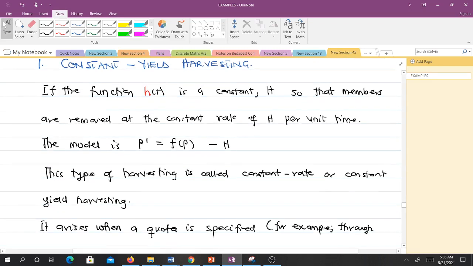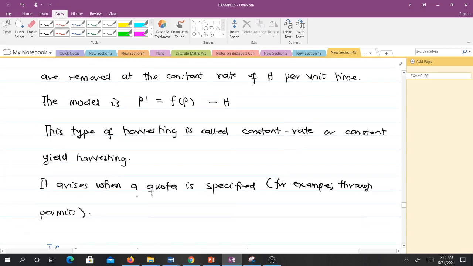Okay, so this type of harvesting is called the constant rate or constant yield harvesting. So this is what the constant yield harvesting means. With this particular kind of harvesting, we have a specified number that we are supposed to harvest from the population. So when we have a specified number that we are supposed to take away from the population, then that kind of harvesting is what we call the constant yield harvesting.